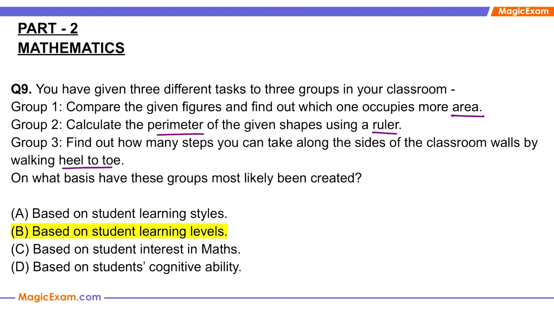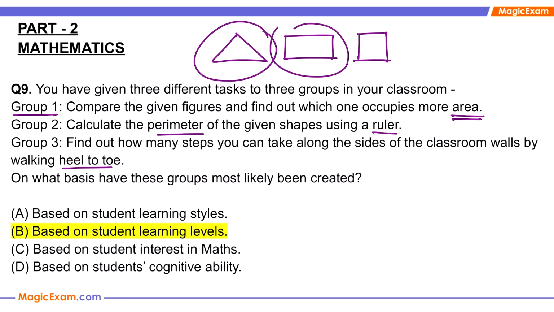Now look at the type of exercises that has been given. The exercise given to group 1, they are comparing given figures. For example, if you give them a triangle, a rectangle, a square, then they are supposed to compare the given figures and find out which one occupies more area, which means that they should understand the concept of area of all these figures and they should know the formula of area as well. So this is a relatively more complex task.